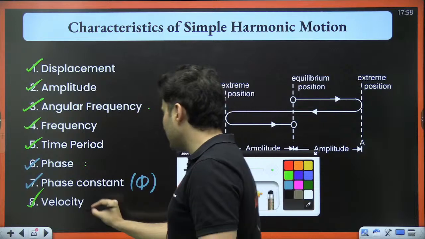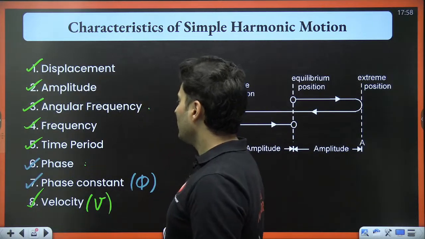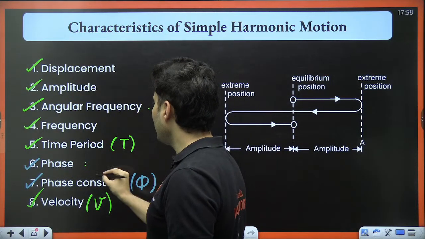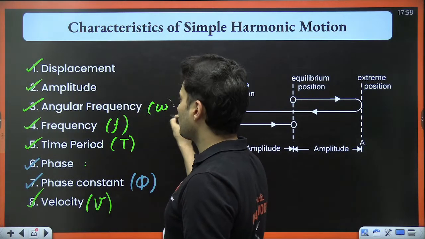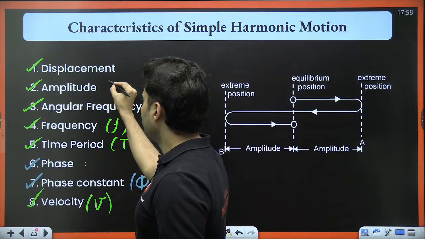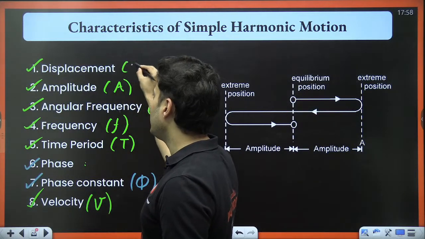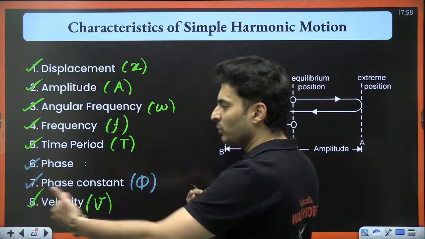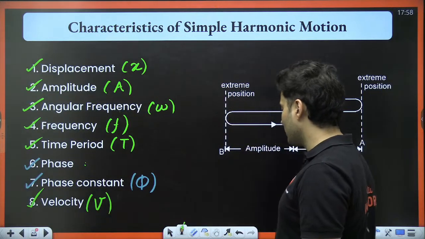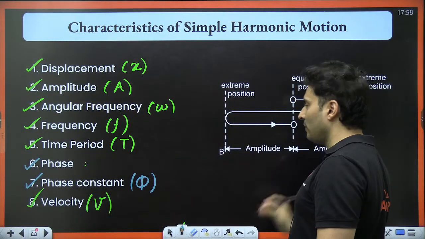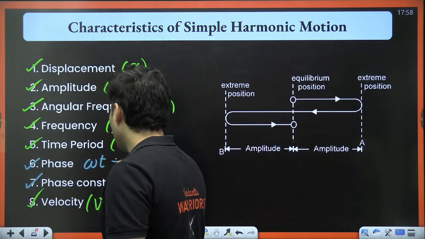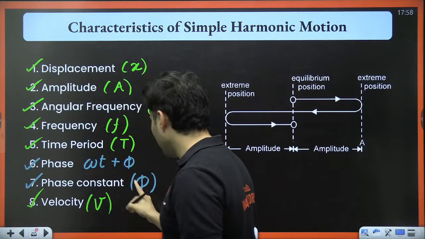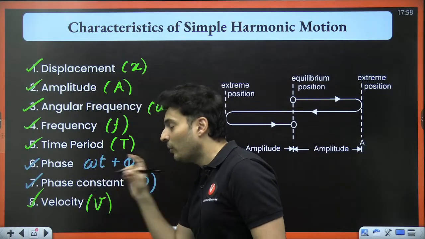Velocity we have already seen is v. Time period we know is T. Frequency we know is f. Angular frequency we know is omega. Amplitude we know is A. Displacement is your x value, how much have you moved. What is the symbol for just the phase? The symbol for phase is omega t plus phi. Whatever you get, phi plus omega t.